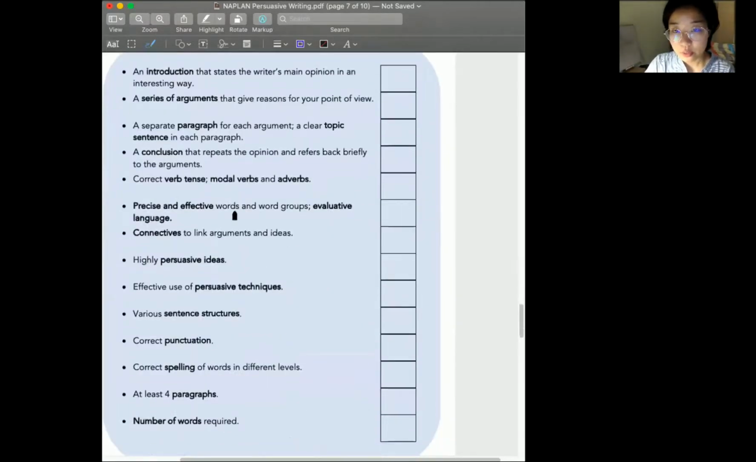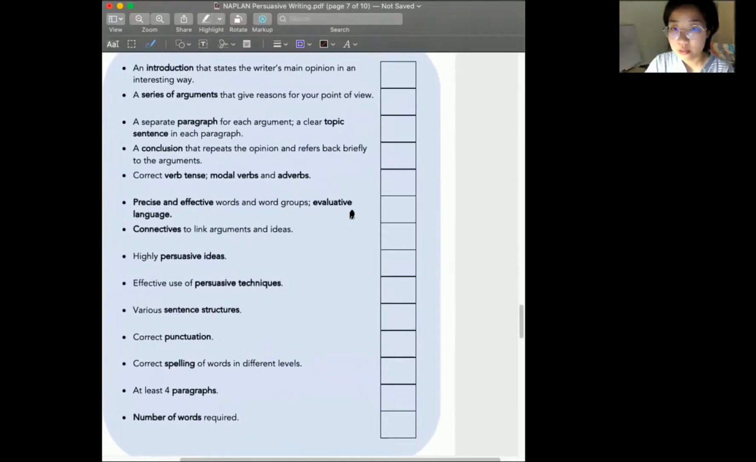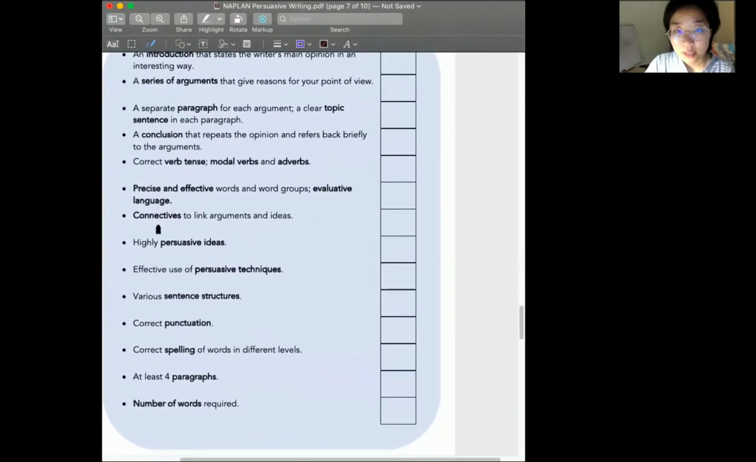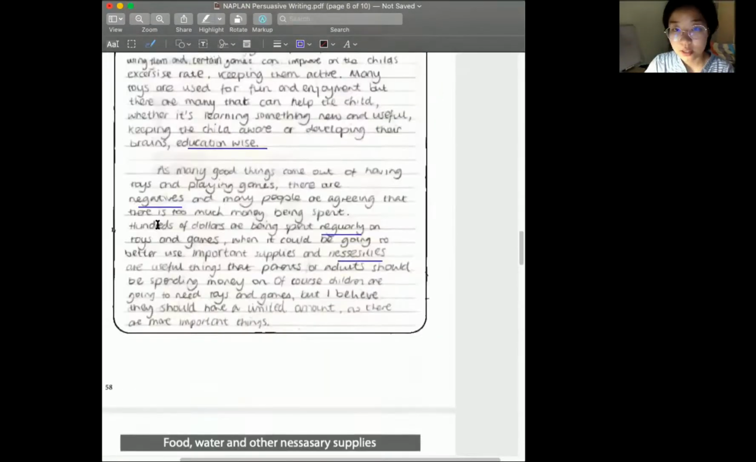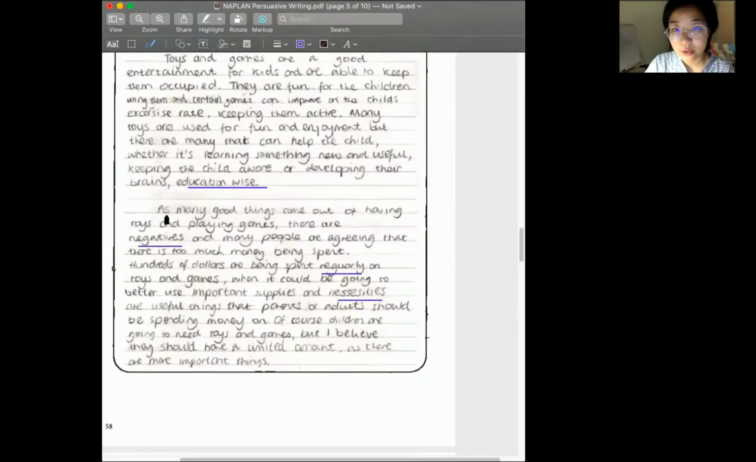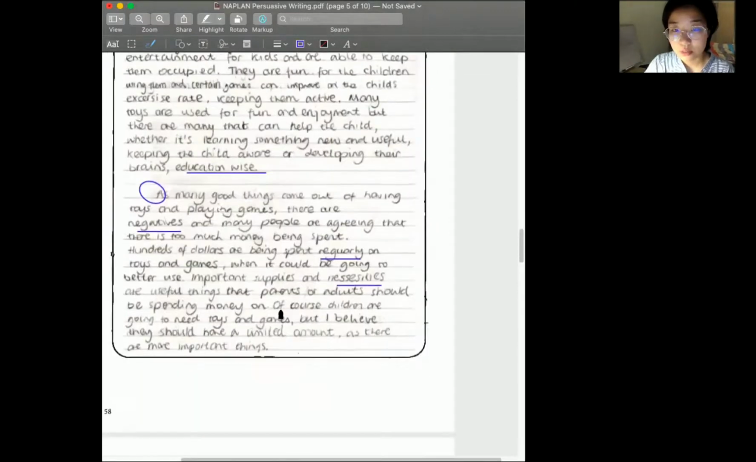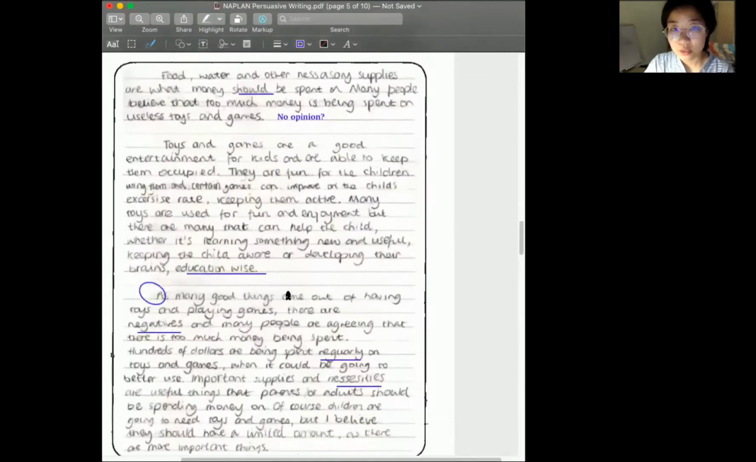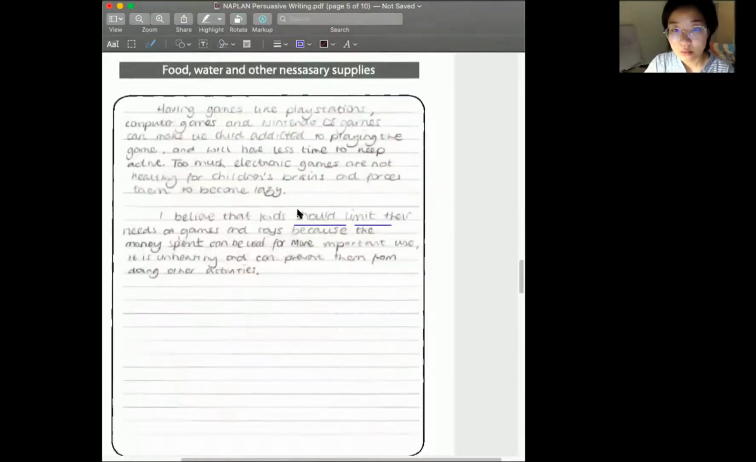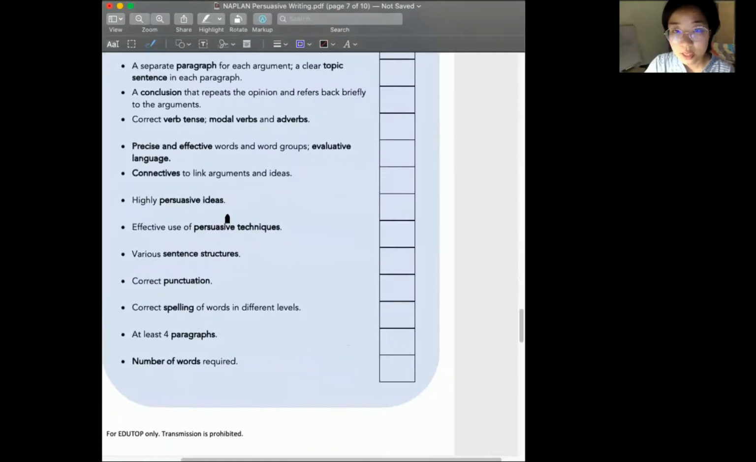So evaluative language: sometimes you use adjectives, sometimes you can also use verbs in that case, and connectives to link arguments and ideas. For example, "as" means things, because many good things are coming out. So that's a good use of "as". I think you can find more examples. That's the obvious one I find at the beginning of the sentence.